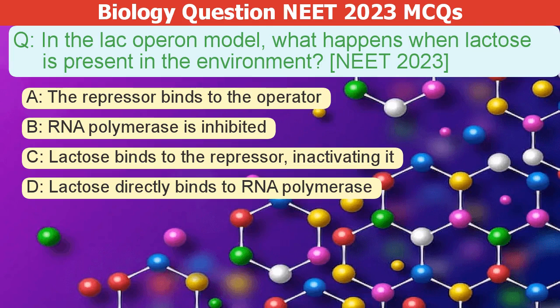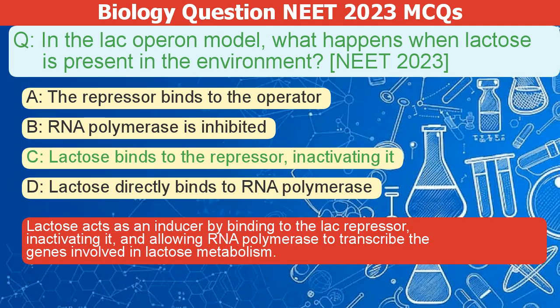In the lac operon model, what happens when lactose is present in the environment? NEET 2023. A. The repressor binds to the operator. B. RNA polymerase is inhibited. C. Lactose binds to the repressor, inactivating it. D. Lactose directly binds to RNA polymerase. The correct answer is C. Lactose acts as an inducer by binding to the lac repressor, inactivating it, and allowing RNA polymerase to transcribe the genes involved in lactose metabolism.